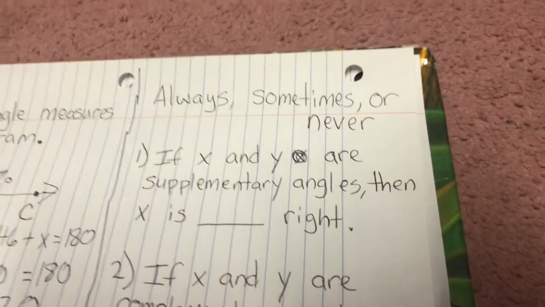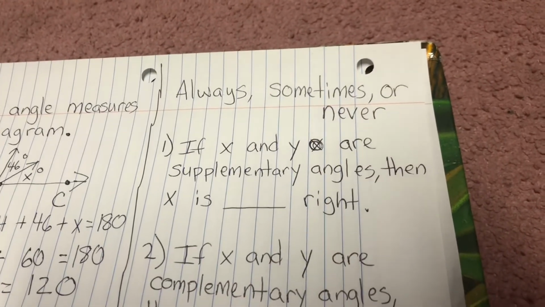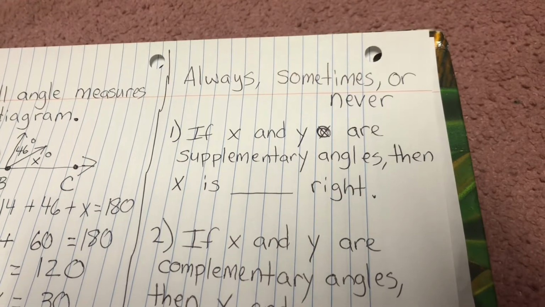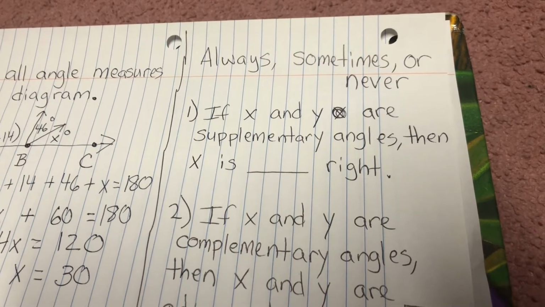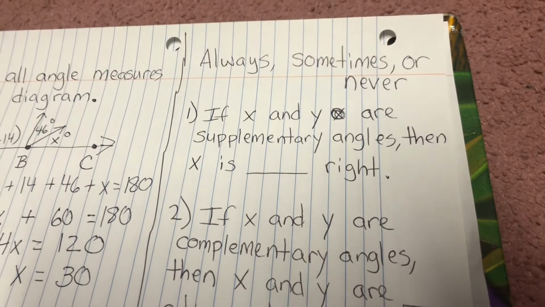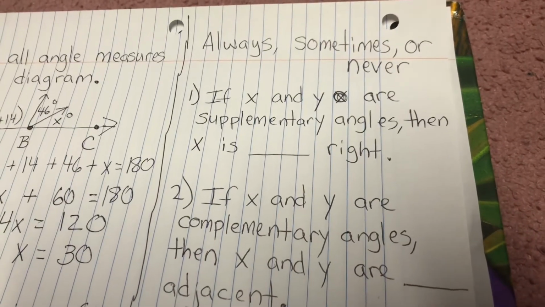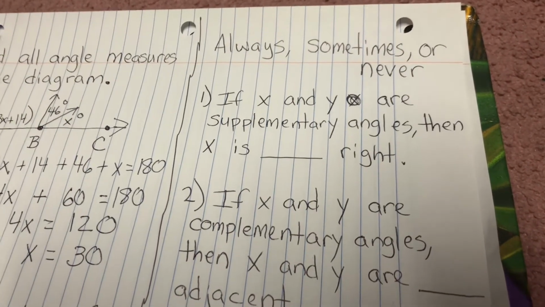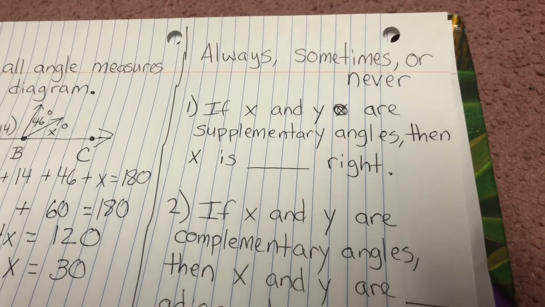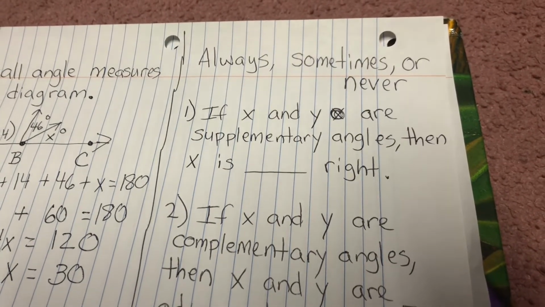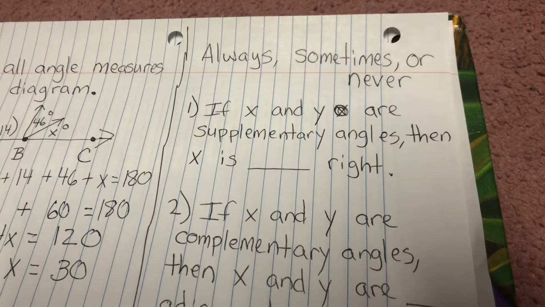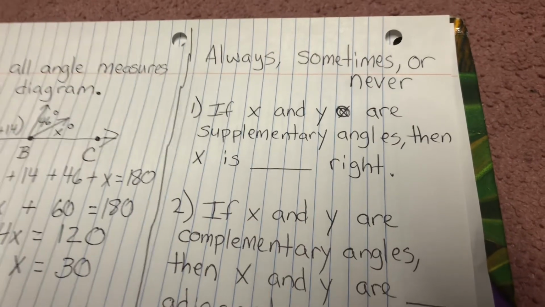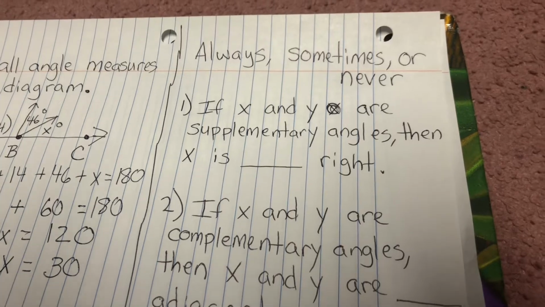Now, the last part we're going to go over is this always, sometimes, or never. You're going to have to fill in some blanks, and it's going to tell you always, sometimes, or never. And it says if x and y are supplementary angles, then x is blank right, which means it's a right angle. Okay? So if x and y are supplementary, now remember supplementary means we add them together and it equals 180 degrees. So technically, yes, if x and y are supplementary angles, then x could be a right angle, because then it would be 90 degrees.